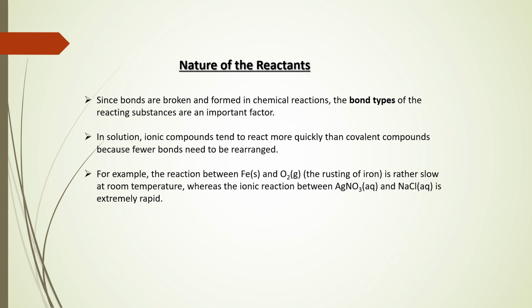The first factor which affects the rate of reaction is the nature of the reactants. Since bonds are broken and formed in chemical reactions, the bond types of the reacting substances are an important factor. In solution, ionic compounds tend to react more quickly than covalent compounds because fewer bonds need to be rearranged. For example, the reaction between iron in solid state and oxygen in gaseous state, which is also called the rusting of iron, is rather slow at room temperature, whereas the ionic reaction between AgNO3 in aqueous solution and NaCl in aqueous solution is extremely rapid.